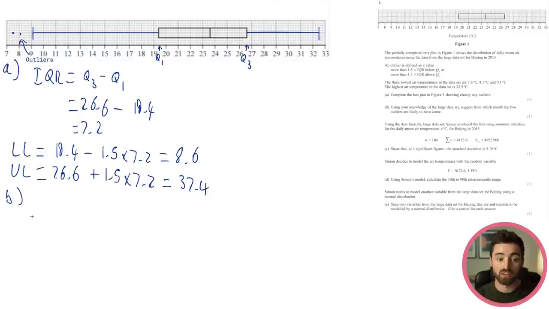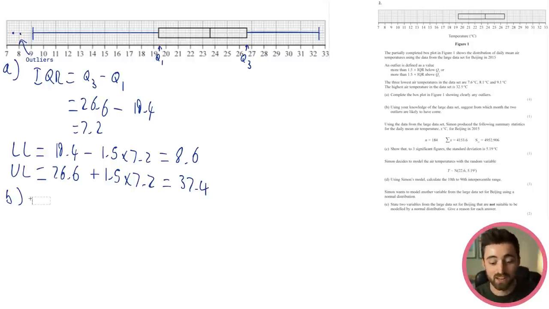And you would also know from this data and general knowledge that the air temperature in Beijing in October is going to be the lowest, which would correspond to these lower temperatures here. If you've not become accustomed to the large data set, you're not going to have a clue what I'm on about, and I wouldn't expect you to. If you don't know what I'm on about, get a bit more used to the large data set.